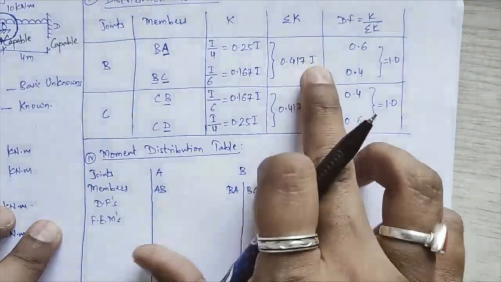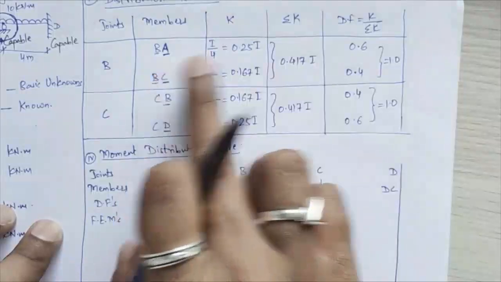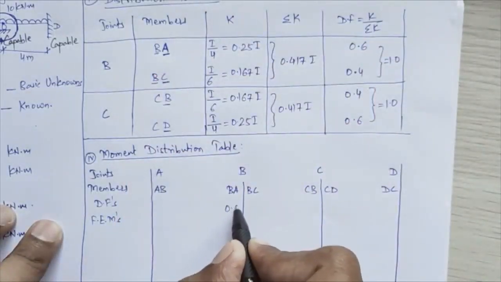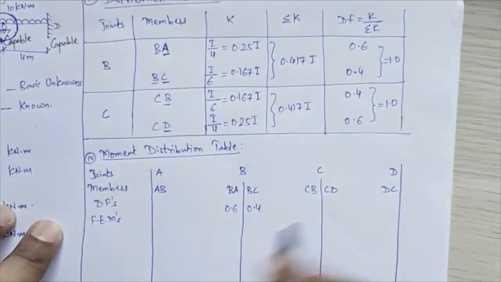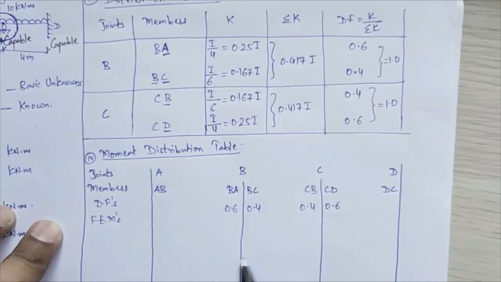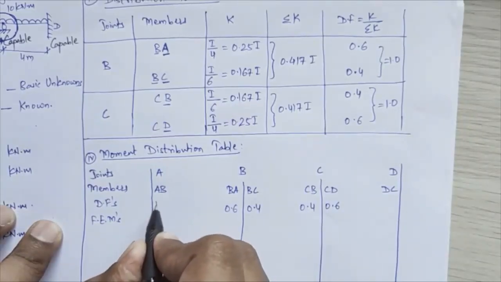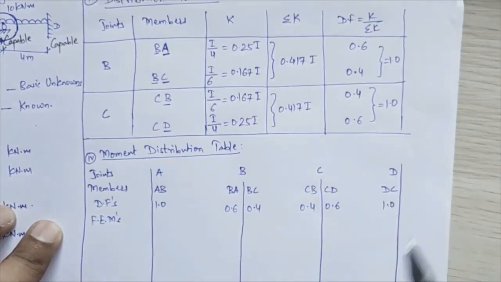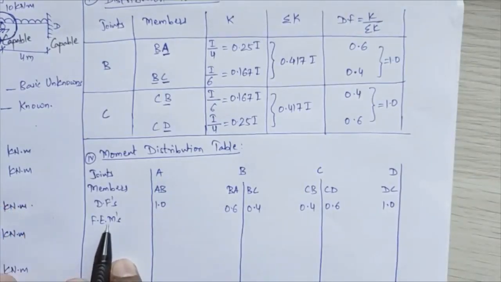Now the distribution factors that you have calculated. For BA you have got 0.6, for BC 0.4. Next, for CB 0.4, and for CD you get 0.6 again. For single jointed members, the distribution factors will remain 1. Next, what you have to write is the fixed moments.